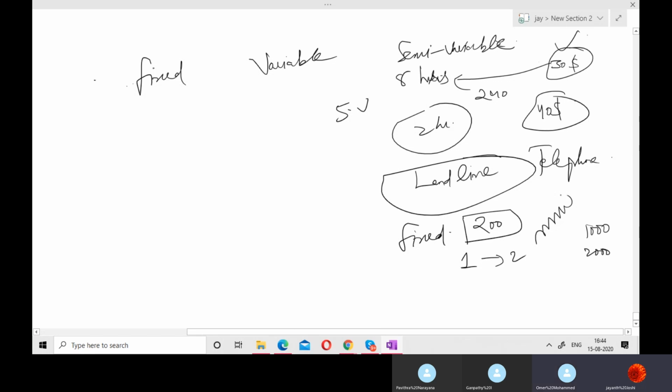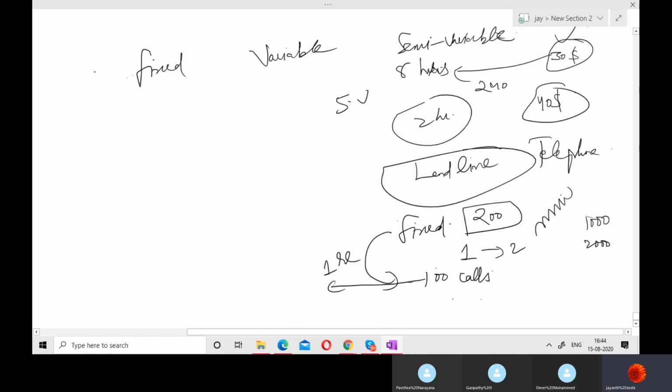If we change this scenario, in one more case they'll say 100 calls are complimentary. Or they'll say for the first 100 calls we are going to charge 1 rupee, and for whatever calls you make beyond the 100 calls, we are going to charge 3 rupees. So this is also semi-variable. Some element is fixed and some element is variable. So semi-variable is a combination of fixed plus variable.